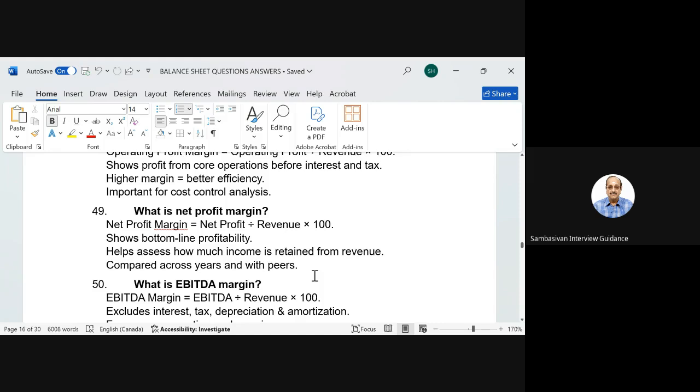What is net profit margin? I don't know why they are not asking this type of question. They are not asking much, still we should understand and keep it in mind.